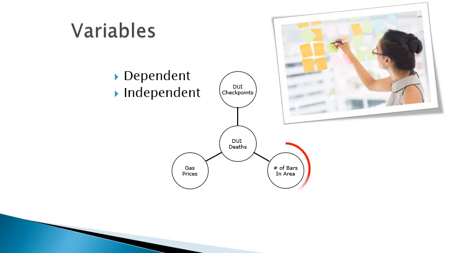And we might look to another independent variable being the number of bars in the area. If the checkpoints were there and the DUI deaths did not go down, but the number of bars doubled in that area, maybe the checkpoints did a good job, but because of the number of bars in the area, it's throwing those numbers off. So understanding the dependent and independent variables will help us understand how we run the statistics on the back end.